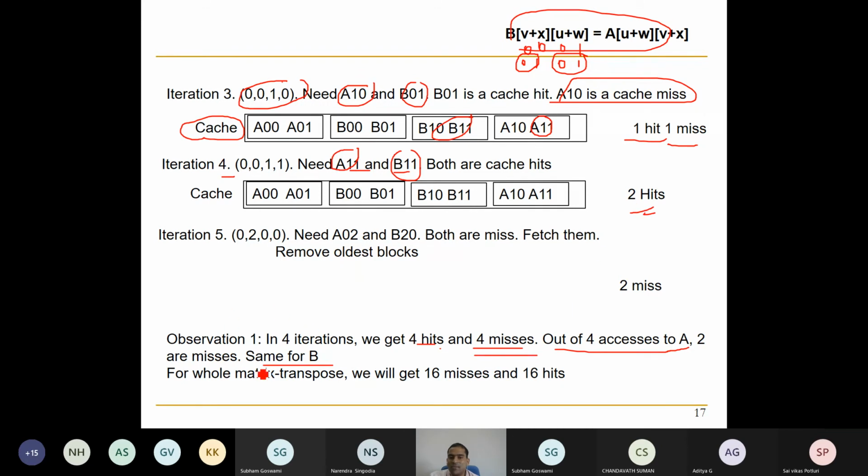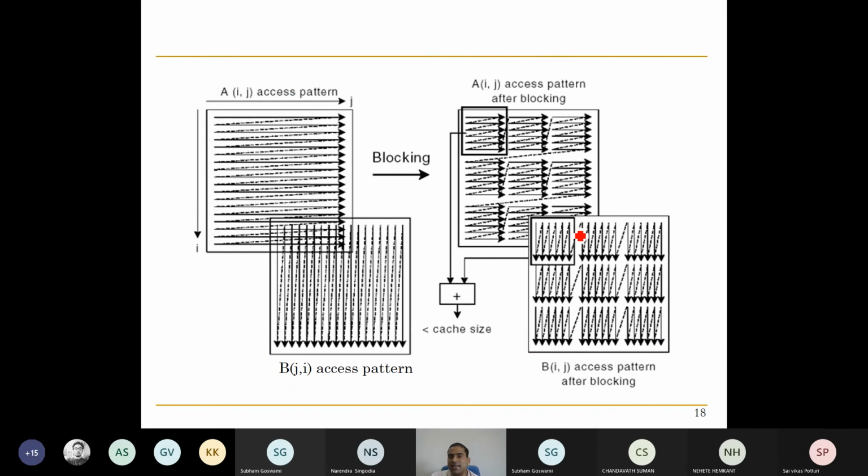So in these 4 iterations, we get 4 hits and 4 misses. Is it clear, everyone? Okay, so now if you continue like this, if you have any question, please ask because this presentation is going to end. Now for the whole matrix transpose operation, we will get 16 misses and 16 hits. That means half of the accesses will miss, half of them will hit. This is what is happening.